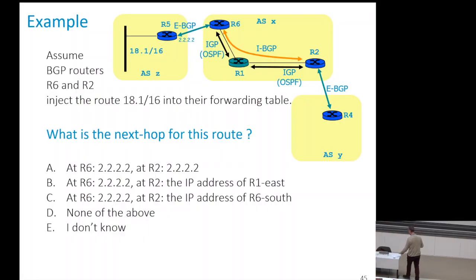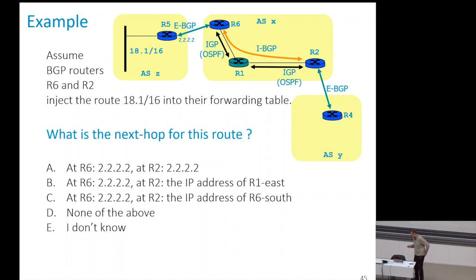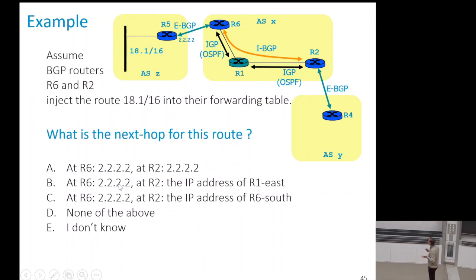The majority says C. Well, this is a tricky question where the correct answer should be B, ideally, because if things are done well, in order to go to this destination, the next hop at R6 is 222, okay, that's fine. The next hop at R2 should be this one. To go there, I send to R1. So the correct answer should be B.